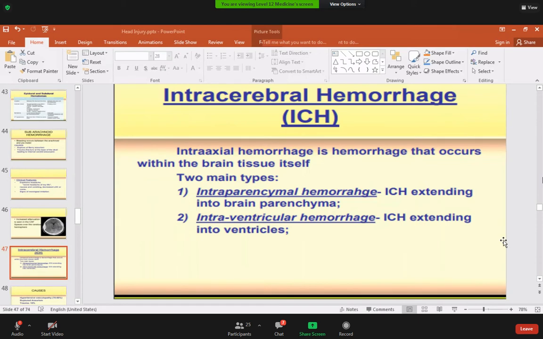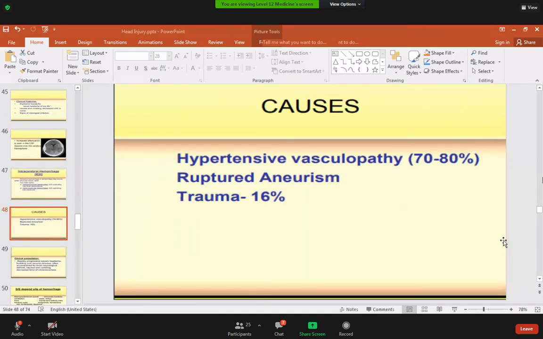Okay, then we have intracerebral hemorrhage or intraaxial hemorrhage, the hemorrhage that is within the brain tissue. And this can be a hemorrhage in the parenchyma of the brain or a hemorrhage into the ventricles of the brain. So it could be intraparenchymal hemorrhage or it could be intraventricular hemorrhage. Causes can be hypertensive vasculopathy, 70-80% of the time. It could be a ruptured aneurysm or it can be because of trauma.